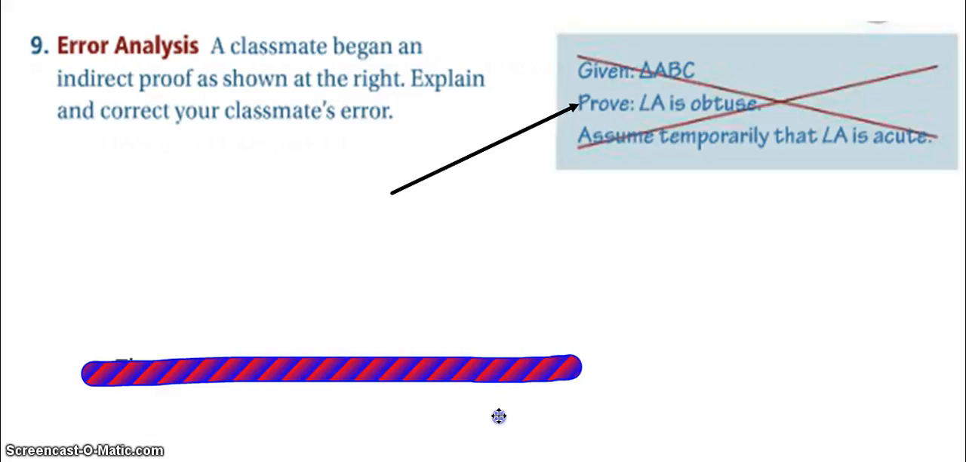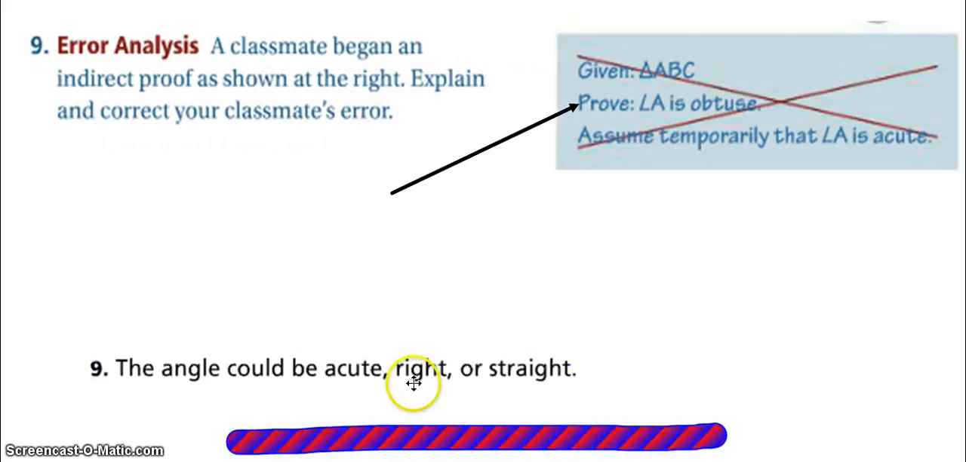So my angle could be 90, a right angle, or it could also be straight. It could be that 180 degree angle. So make sure that when you're thinking about negating a statement, you think about all the other possible options for the negation.